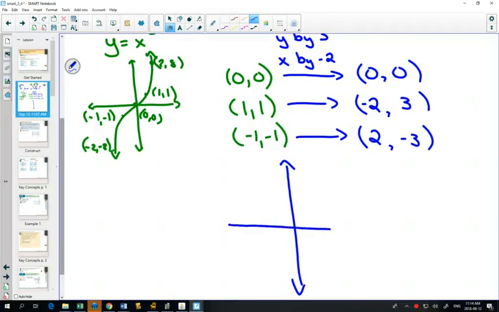Personally, I like having my parent graph off to the side and graphing my new graph on a new graph paper just so that it doesn't get too busy, that there's not too much happening. So I still have the point 0, 0. I now have the point 2, -3. And I have the point -2, 3.